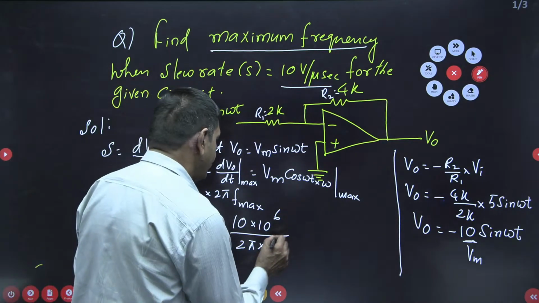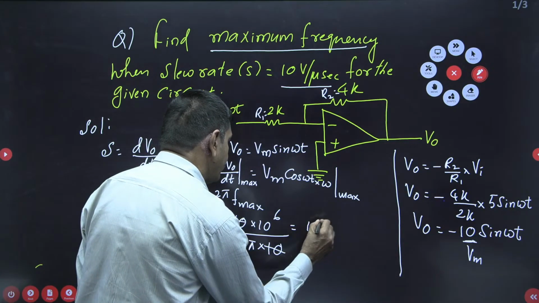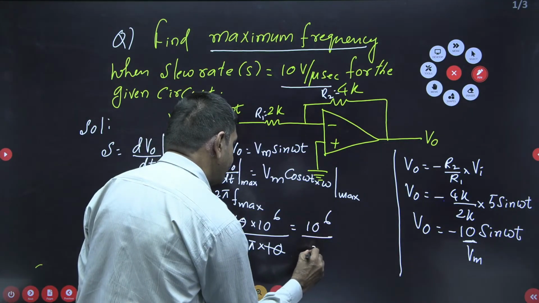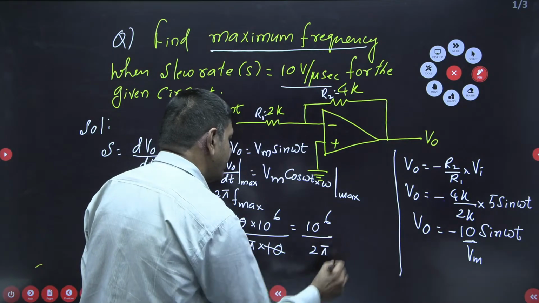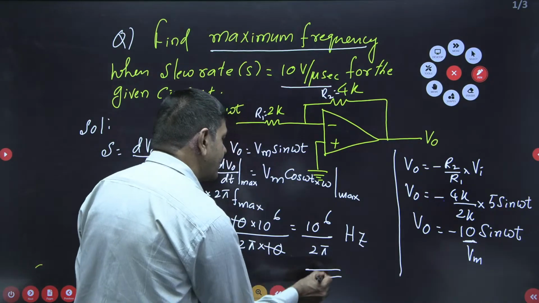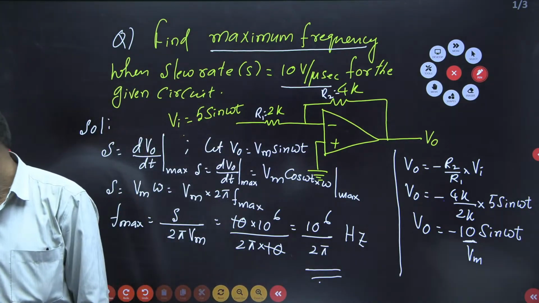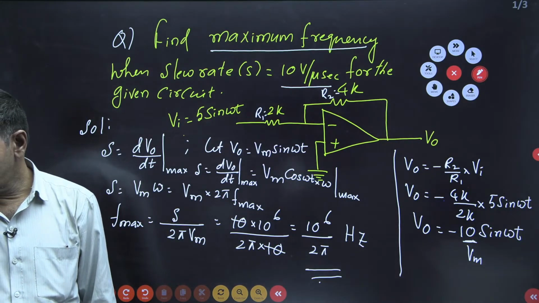Finally, I can get 10, and the 10s I can cancel here, and 10 power 6 by 2 pi. That much frequency in hertz is possible. This is the required result. You can use the calculator if you want. That is the required result now. I think you followed this question very well.